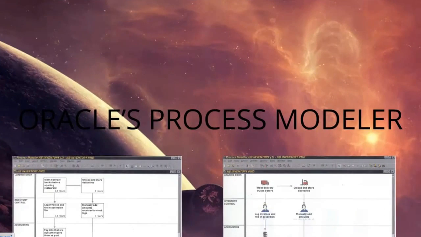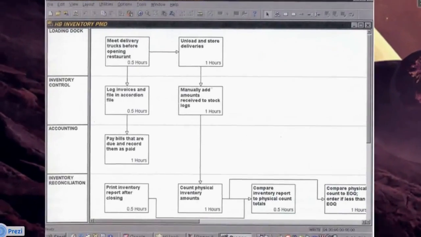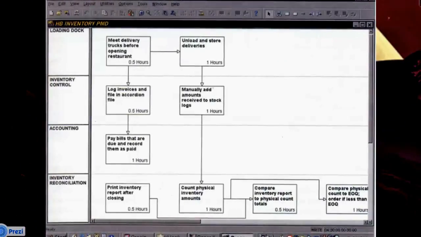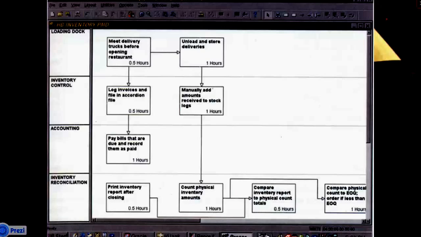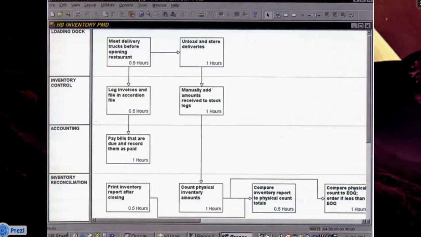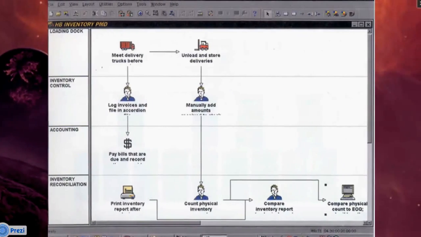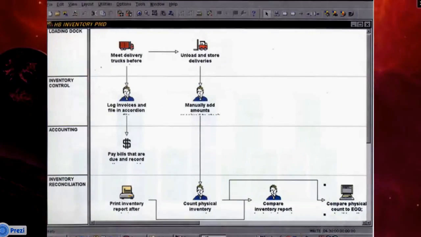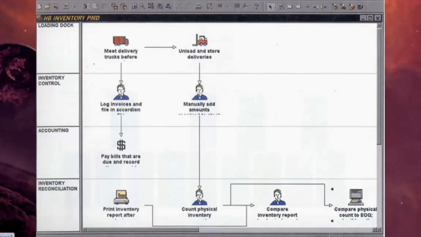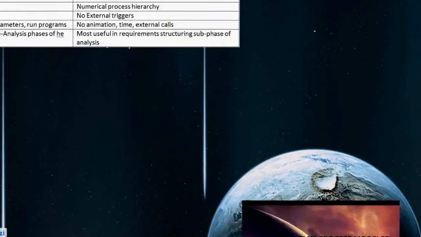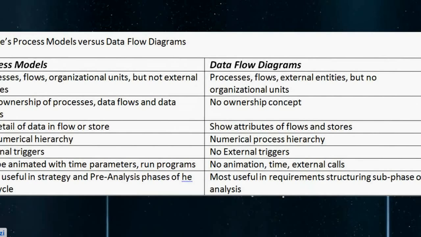Here's how Oracle's process modeler looks, based on Heusinger's inventory control system. Note that the activities in the figure are grouped into 4 categories, the names of which are listed in the leftmost column in the process diagram. The categories are labeled loading dock, inventory control, accounting, and inventory reconciliation. This picture is also done with the same process model and system, but in graphical format, which tends to be much easier to view and understand. What are the differences between Oracle's process models and data flow diagrams?